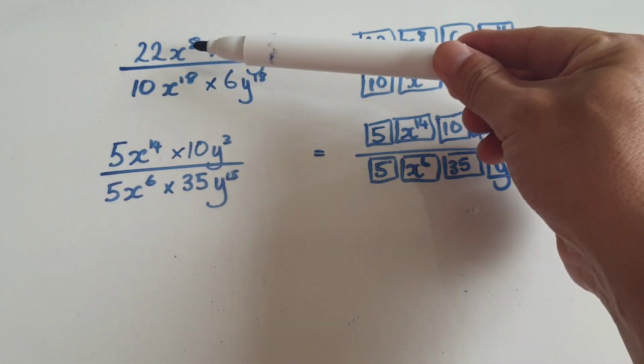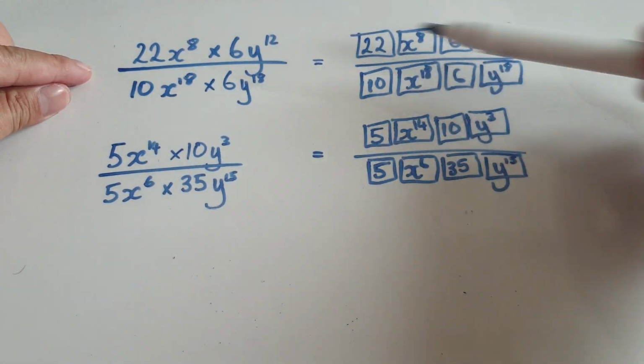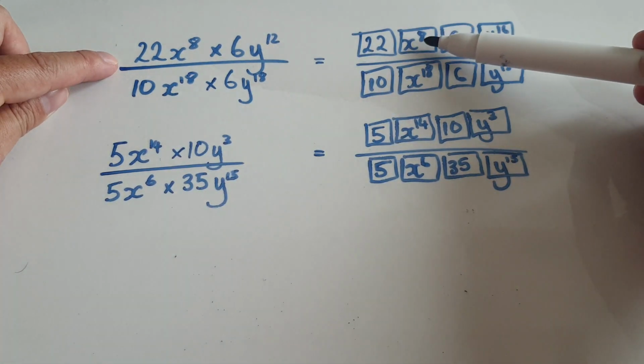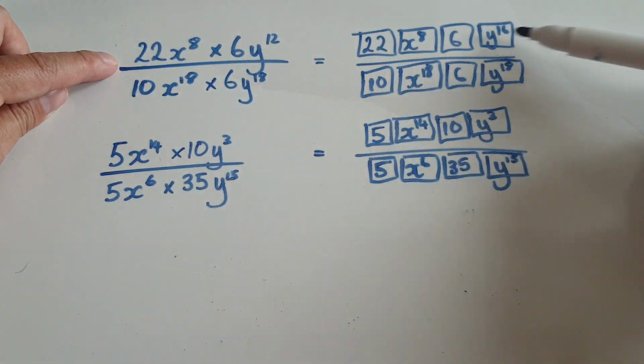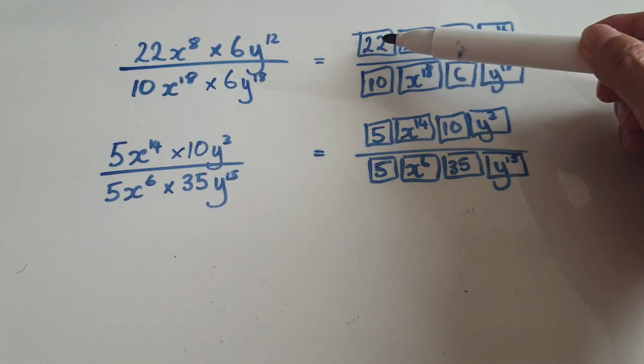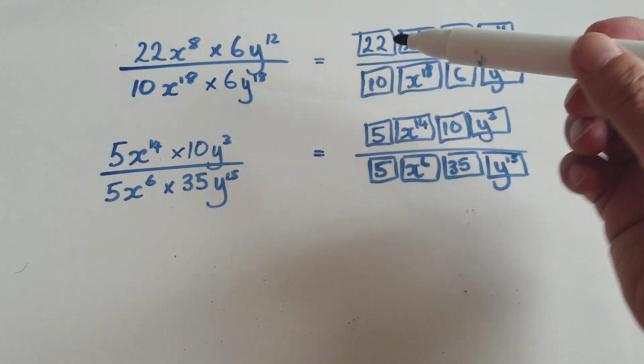In this video, we're going to simplify these two indices. So visualize this thing here as this, because you've got a block of 22, x to the power of 8, x to the power of 8, times a block of 6, and so on. So you can see the two sixes, they cancel each other out. And then for this fraction here, you can simplify it by dividing top and bottom by 2.